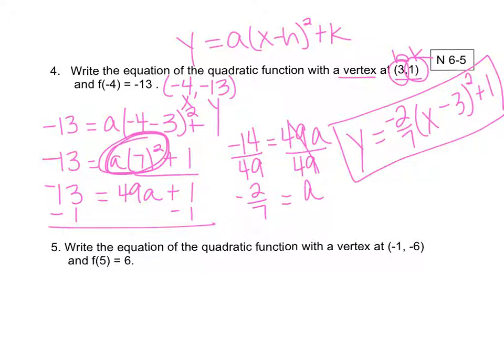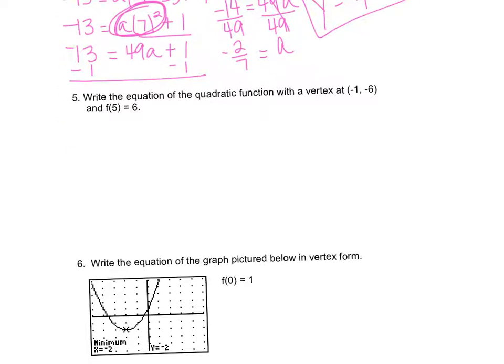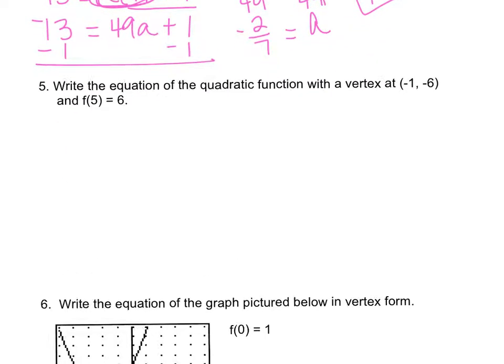All right, so if we're given the roots, make sure that you plug into root form. It'll be easier. If you're given the vertex, plug into vertex form. That will be easier. Let's look at 5. Write the equation of the quadratic function with a vertex. So that's h and k, which is -1, -6. And then f of 5, which is 6. So that should be a 5, 6 for the ordered pair.